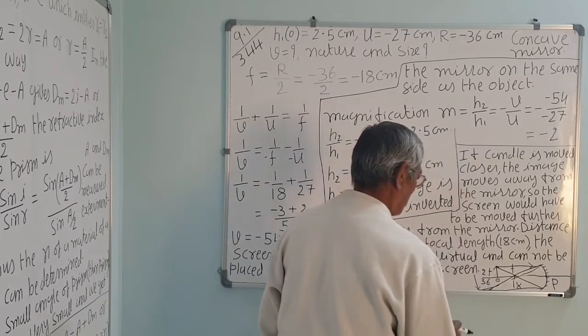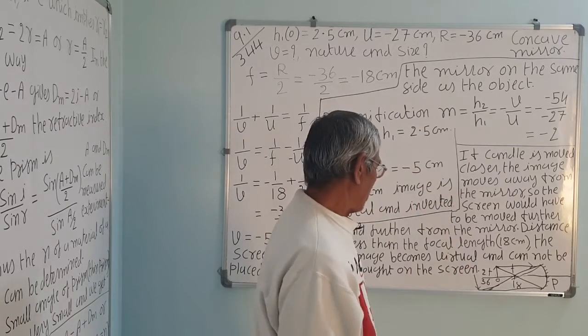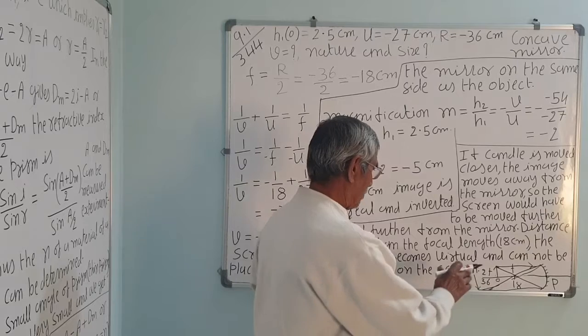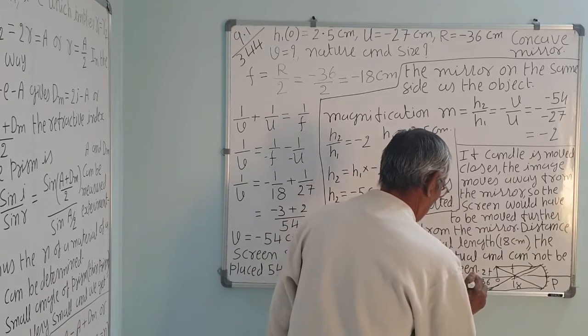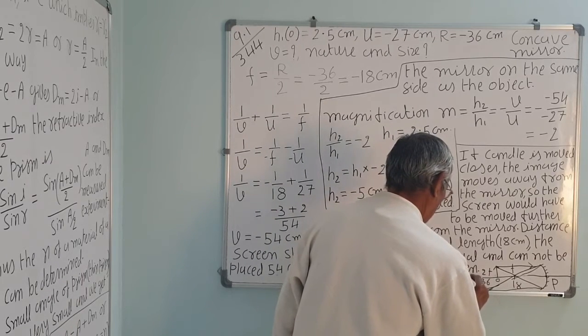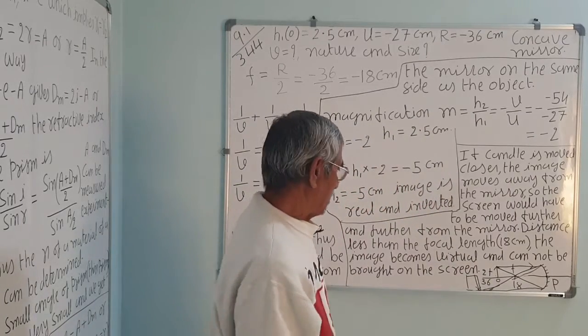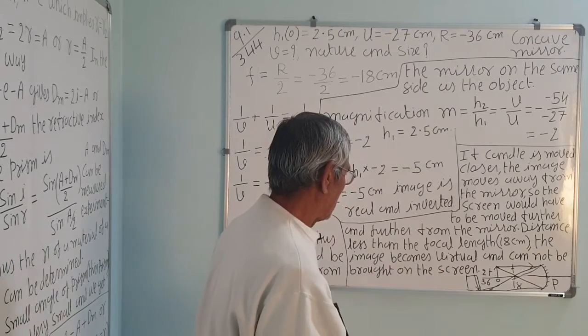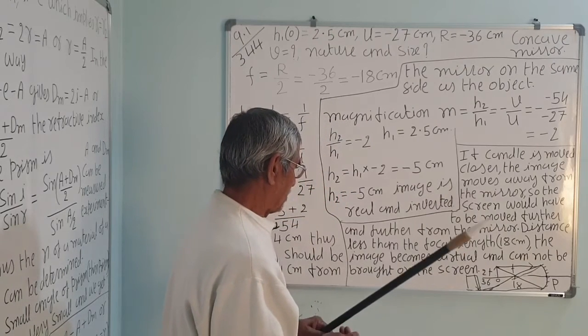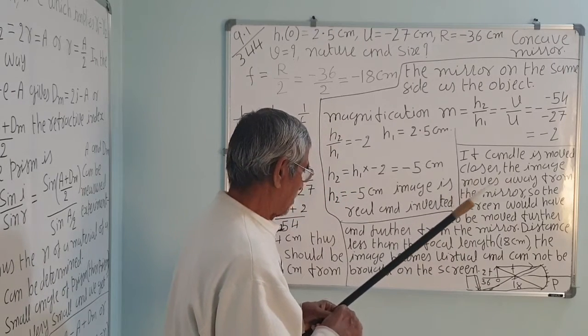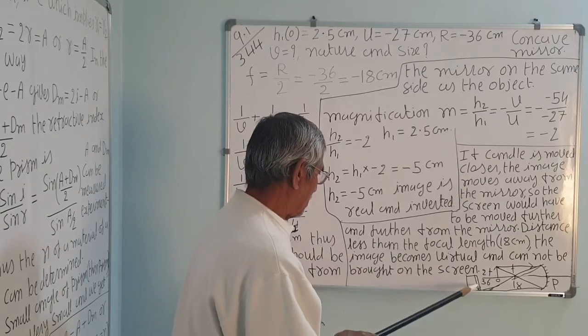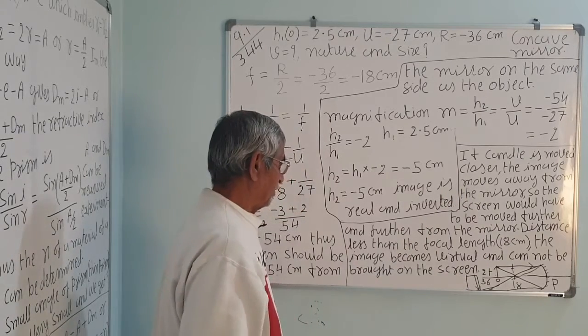See, there is not enough space available, so I have just shown a rough case. Here if you put the screen, you will get the image inverted, image will be inverted, correct. Not a very clear diagram, there is still space required here.